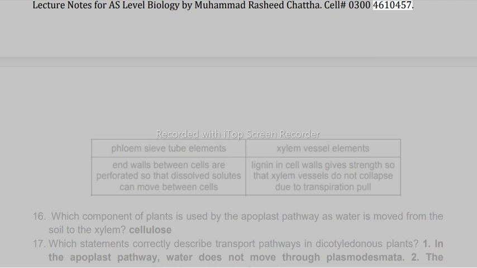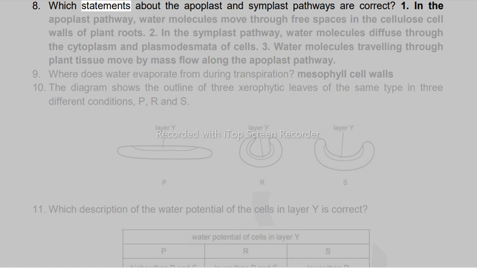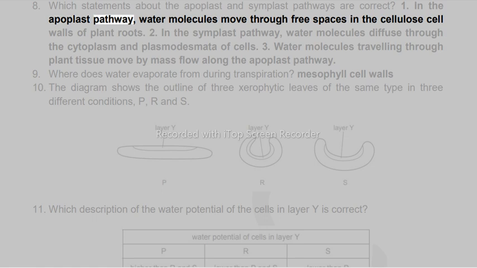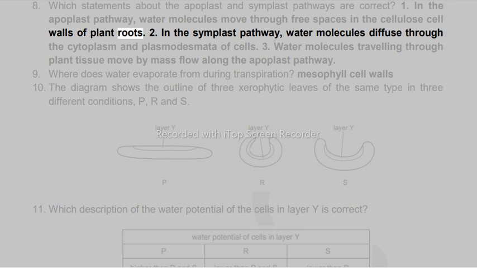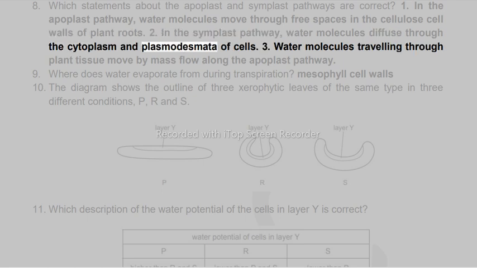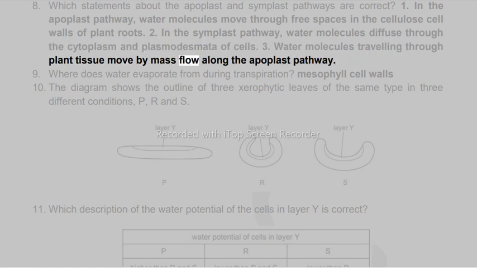03004610-457. 8. Which statements about the apoplast and symplast pathways are correct? 1. In the apoplast pathway, water molecules move through free spaces in the cellulose cell walls of plant roots. 2. In the symplast pathway, water molecules diffuse through the cytoplasm and plasmodesmata of cells. 3. Water molecules traveling through plant tissue move by mass flow along the apoplast pathway.